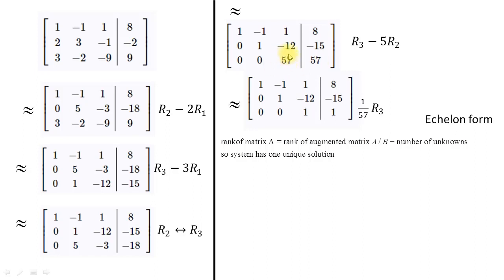Now for the echelon form, this entry will be 1. So to obtain 1 in this position, multiply this third row by 1 over 57. We obtain 0, 1, minus 1, 1, 8; 0, 1, minus 12, minus 15; 0, 0, 1 and 1. So this is the echelon form.